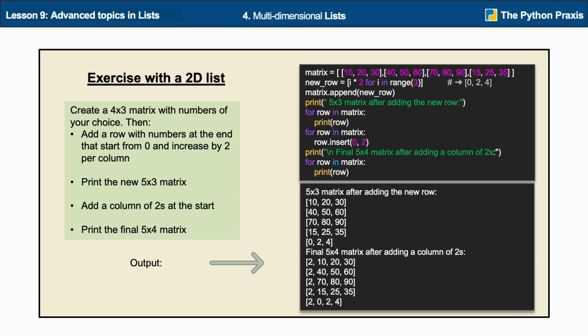So to recap, we started with a 4x3 matrix, used a list comprehension to generate the 0, 2, 4 row, appended it to get 5x3, and then inserted a 2 at the start of every row to add a new first column, ending with a 5x4 matrix. Along the way, we practiced two-dimensional list creation, list comprehension, append, insert, and simple iteration. Nice work!